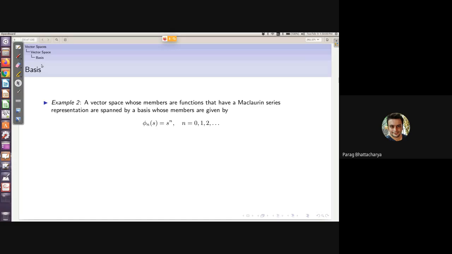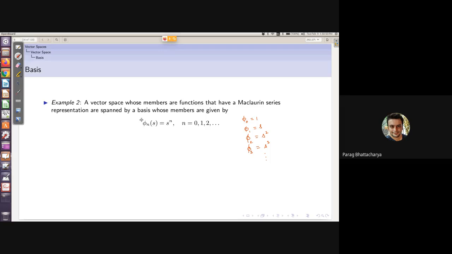All right, so we have this one. So phi n is this, so you can just see for yourself what is phi 0. When you put n equal to 0, phi 0 is equal to s to the power 0, which is 1. What is phi 1? Phi 1 is s to the power 1, which is s. What is phi 2? S to the power 2. What is phi 3? S cube, and so on.